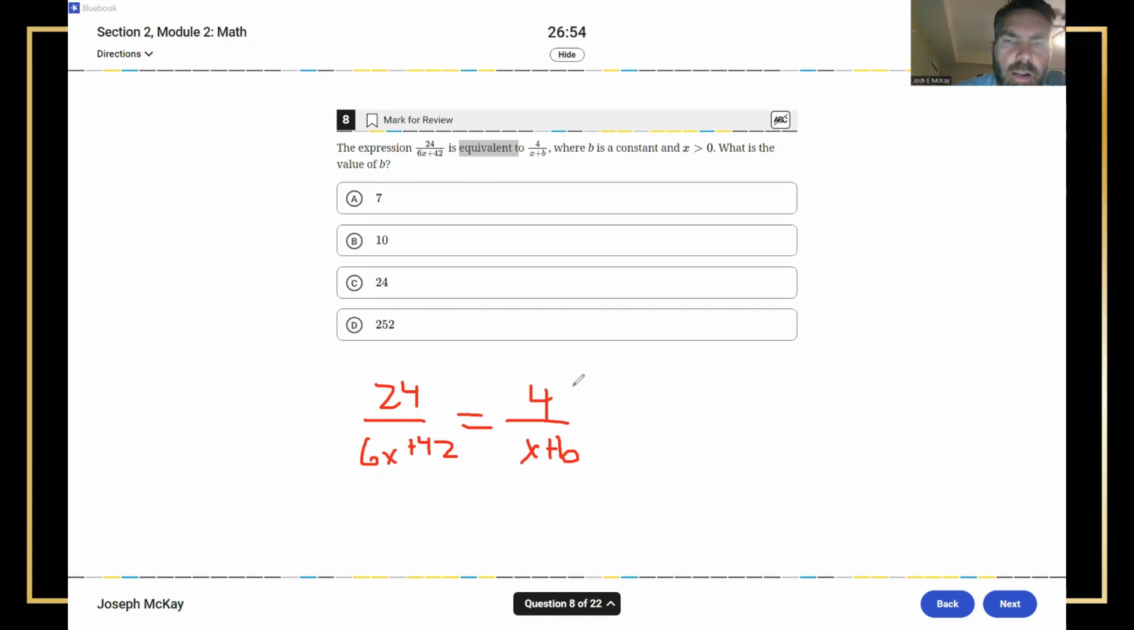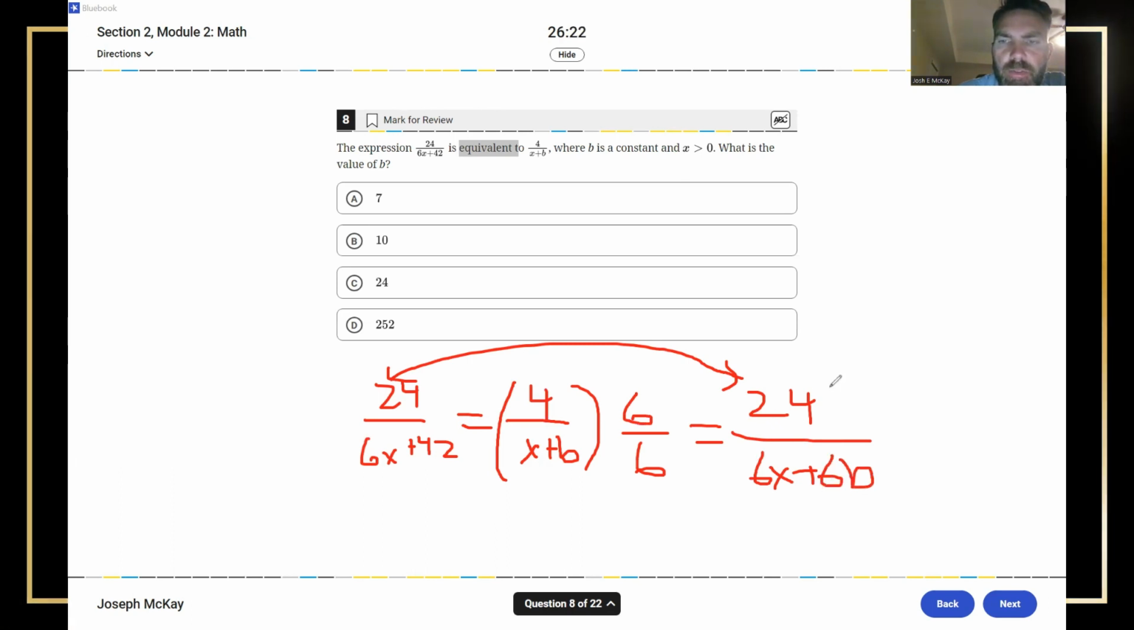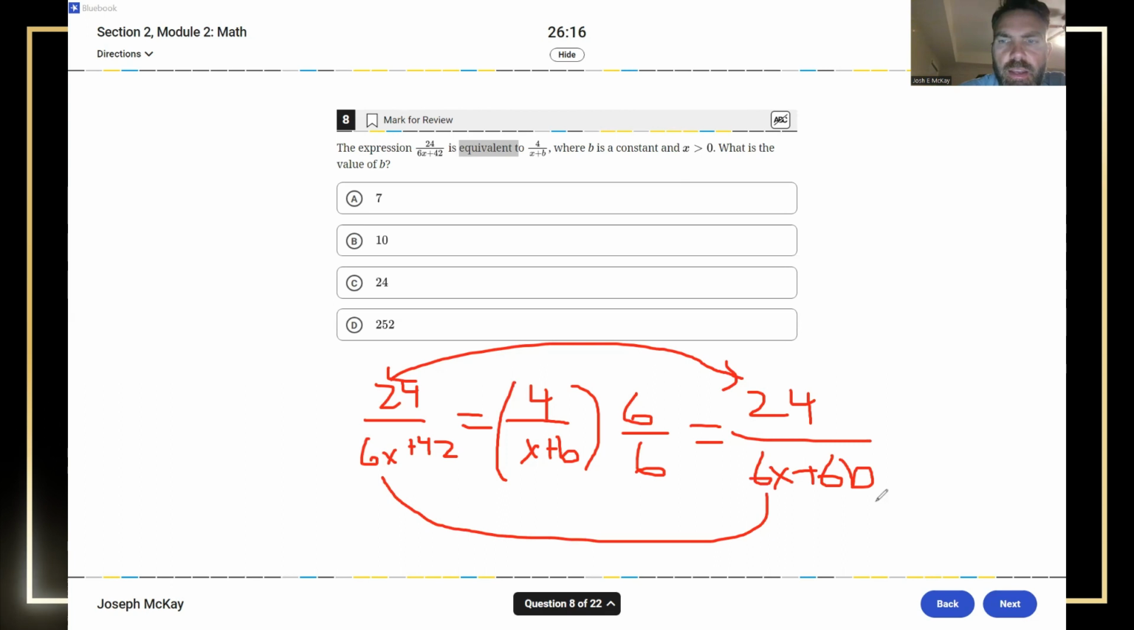I think the trick here is, here's the trick. This is a tricky problem, but if I make these ratios the same, if I multiply this one by 6, top and bottom, 4 times 6 is 24. And now I've made these two top parts equal, and the bottom parts are going to be equal too. The bottom now is going to be 6x plus 6b. So you can see the 24s line up, the 6s line up, and the 6b then equals 42. And if 6b equals 42, then b is 7.